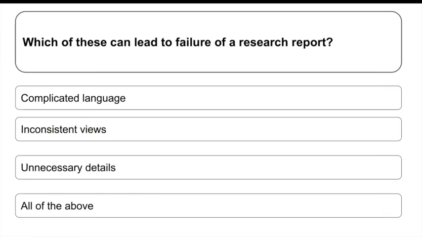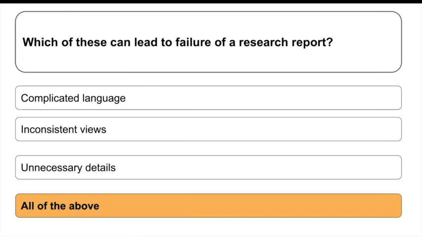Going to the next question. Which of these can lead to the failure of the research report? Options are A, complicated language, B, inconsistent views, C, unnecessary details, D, all of the above. Friends, the correct answer is all of the above. You know that all of these conditions like complicated language, inconsistent views and unnecessary details are leading to the failure if you are creating a research report like that.